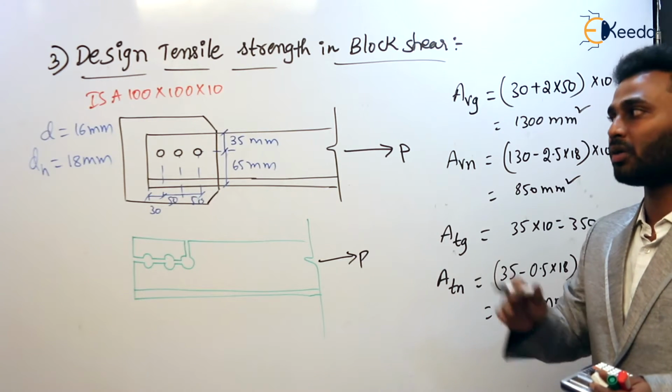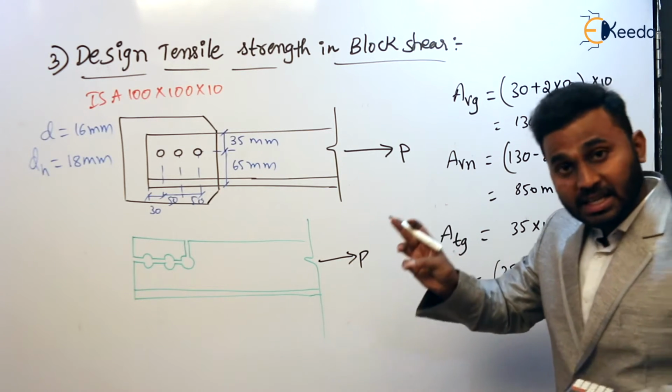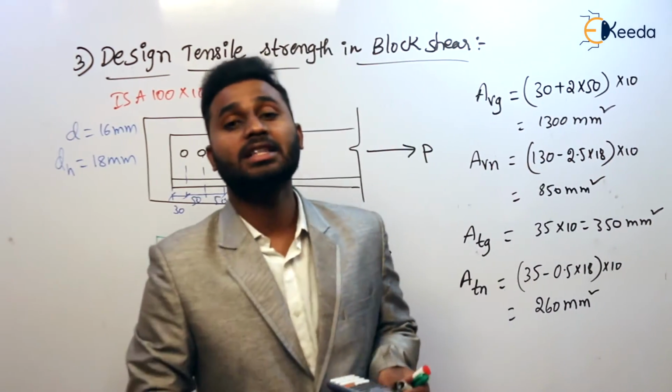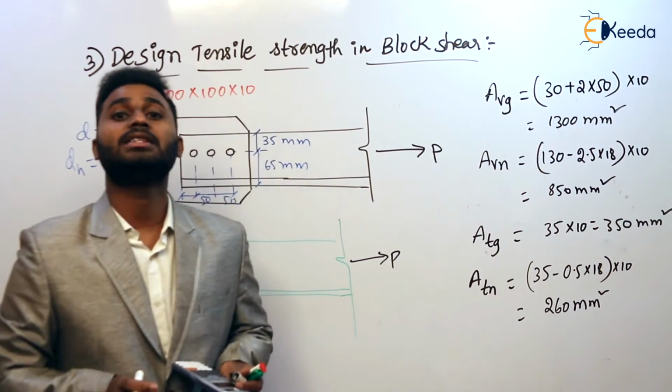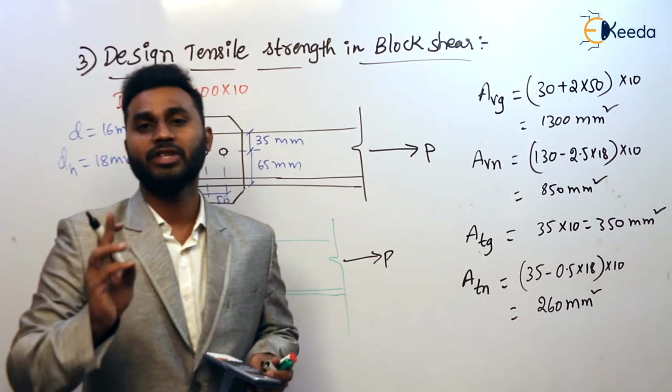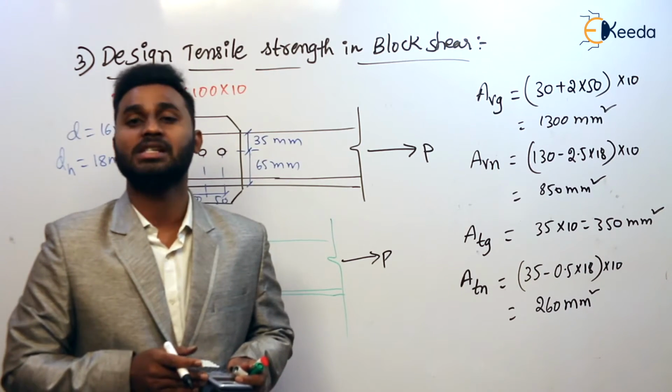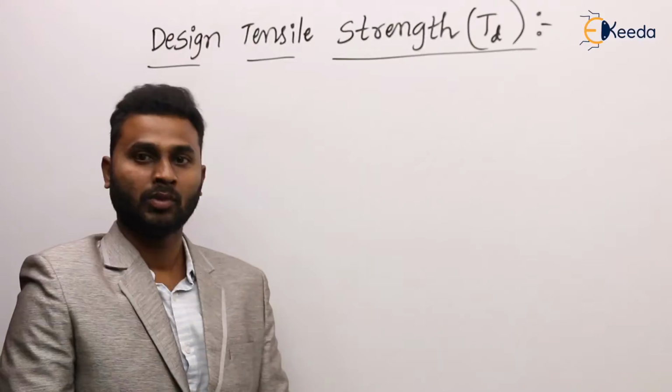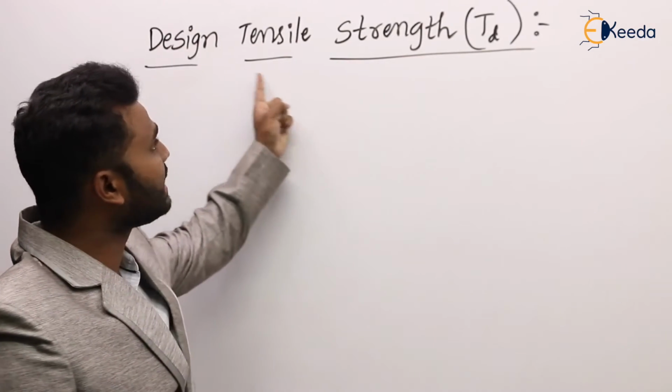Out of these three, that is the tensile strength in cross section yielding, the tensile strength in net section rupture, and the tensile strength in block shear, whichever is minimum is considered as the design tensile strength. So this is the design tensile strength.